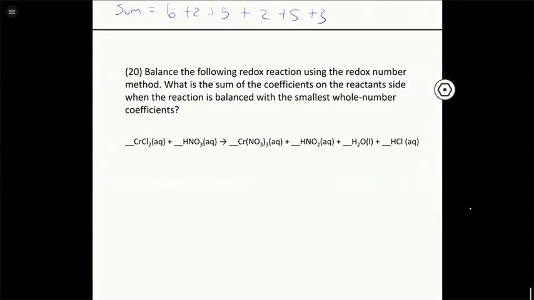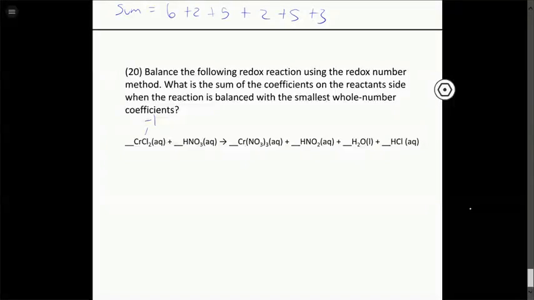We have chromium chloride plus nitric acid forming chromium nitrate, HNO2, which is nitrous acid, water, and HCl. So a lot of different species here. All right, so once again, we have to assign oxidation numbers. For ionic compounds, the oxidation number is just the charge of the atom in that compound. So if you have chromium chloride, which is an ionic compound, chloride is always -1. It's in group 7. And that means the chromium is going to be +2. That's the charge on chromium in this compound.